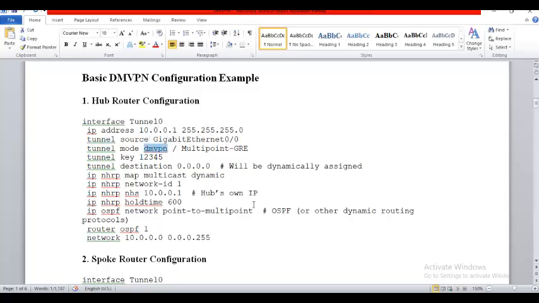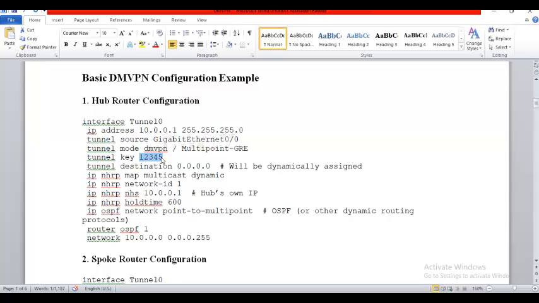Tunnel key is to identify the tunnel because you're going to have multi-point. It's not one point on the other end. So they should all have one key in order to form a group of tunnel endpoints. So tunnel key is a must. This is not a password. This is a key to identify.